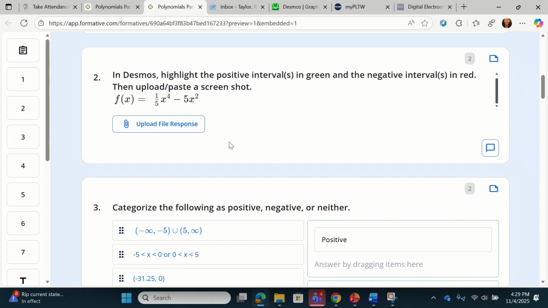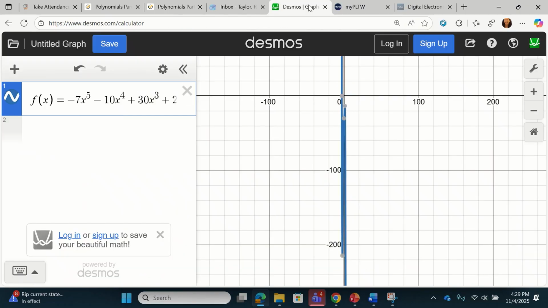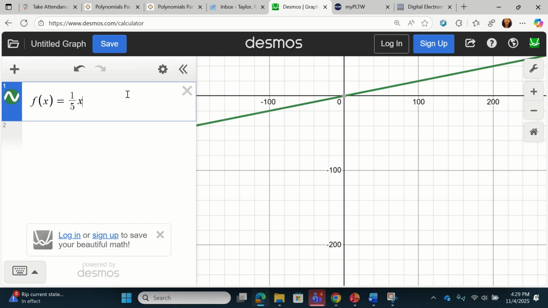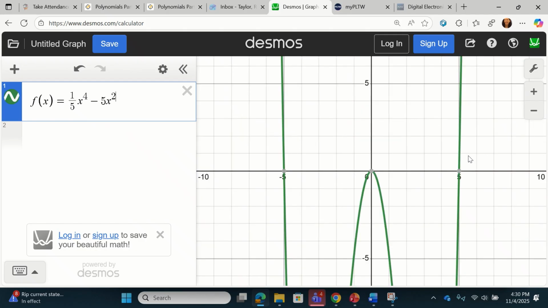Okay, now the next one is probably going to take us a little bit longer. In Desmos, we're going to highlight the positive intervals in green and the negative interval or intervals in red. We've done this before, so I am going to go through this a little bit faster, because we have covered this in a previous lesson. So we have 1/5 x to the 4th minus 5x squared. And of course, my window is terrible.